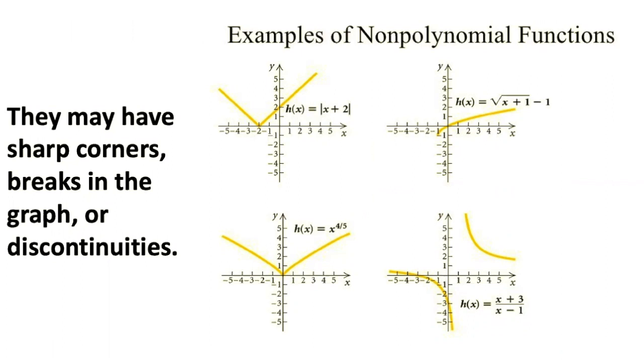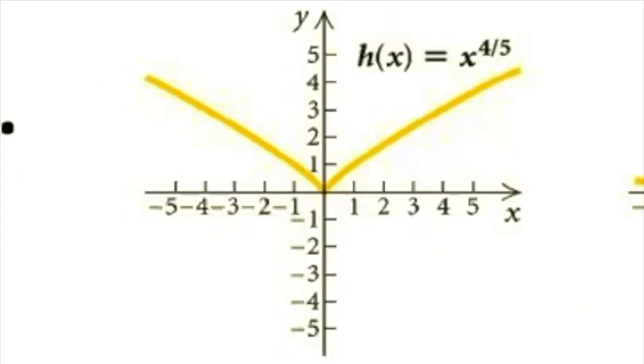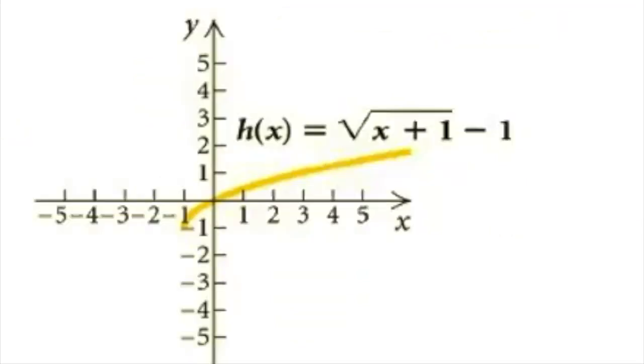Here are some examples of things that will not be polynomial functions. They might have sharp corners, like h of x equals the absolute value of x plus 2, where there's a corner at -2. Also, h of x equals x to the 4/5 power. It has a cusp happening at 0. Anything with a break in the graph or a discontinuity will not be a polynomial function.